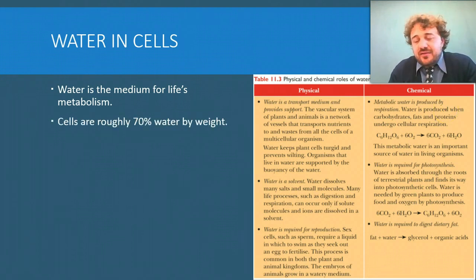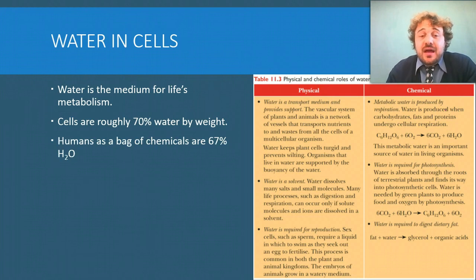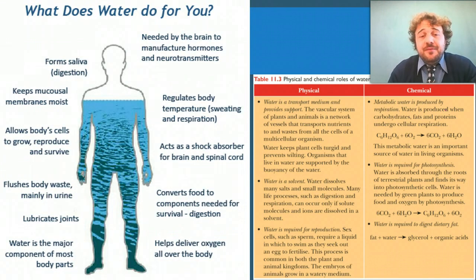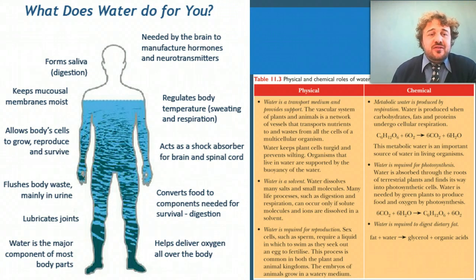So basically though, our cells are roughly 70% water, and you in particular, you're about 67% water, which is pretty cool. And as we said before, metabolism is the total chemical reactions for life. Now, what does it do for you personally? You need it for the hormones and the neurotransmitters to work.